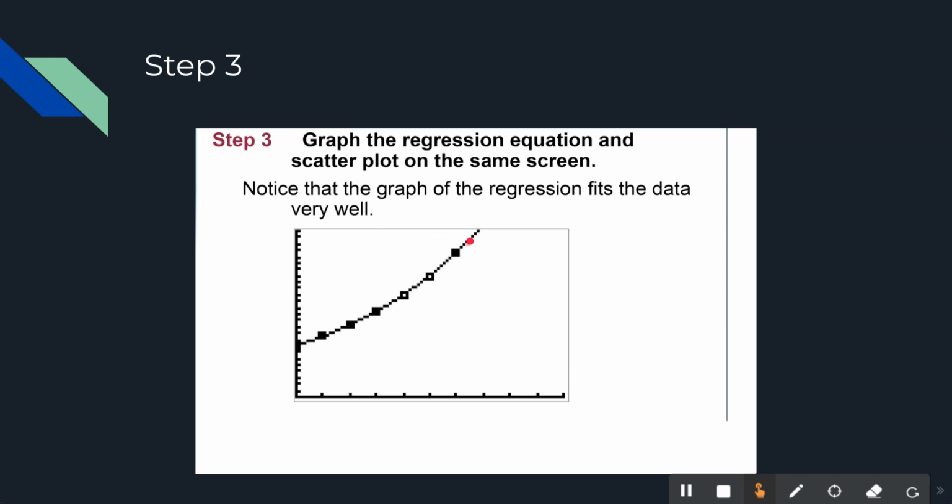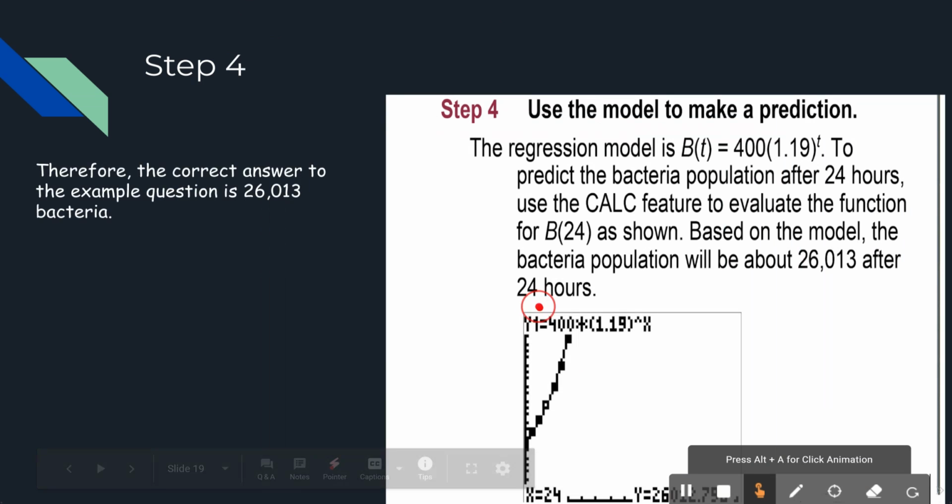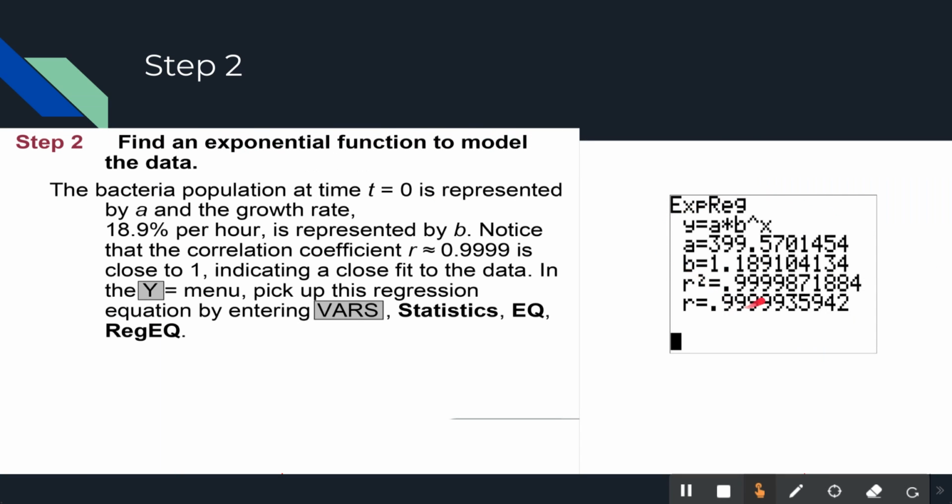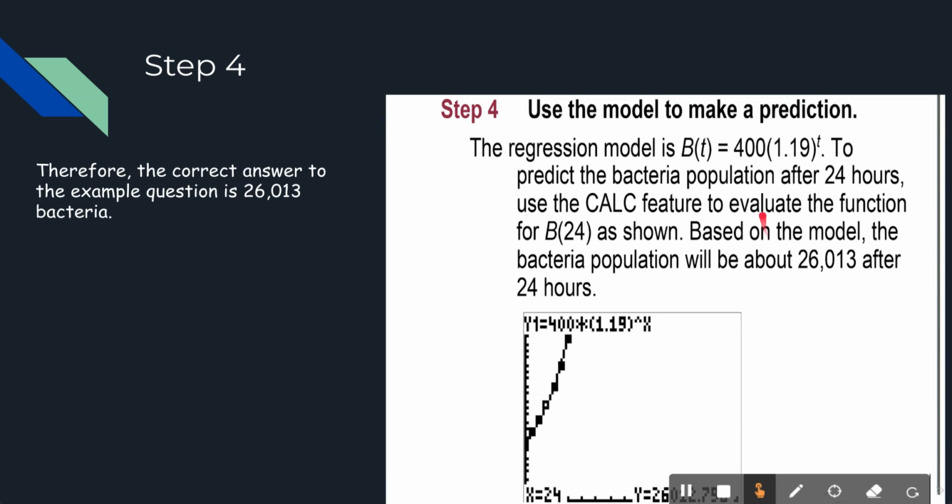So, once you graph it, we can see from the r squared that this fits it very well. And then we use the model to make a prediction. So, in our calculator, we solved for the coefficients, and now we're just going to plug in the value into this general equation. After we find the coefficients, we essentially have our general equation. So we plug this into our general equation, and we can evaluate our prediction. And the answer to the sample question is 26,013 bacteria.